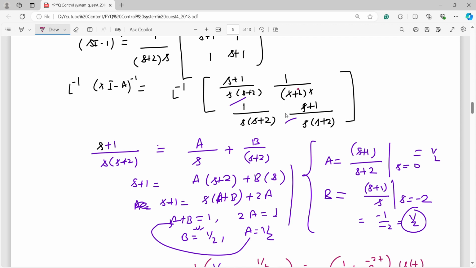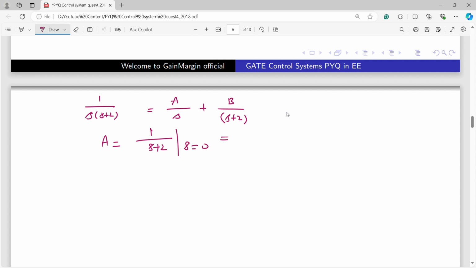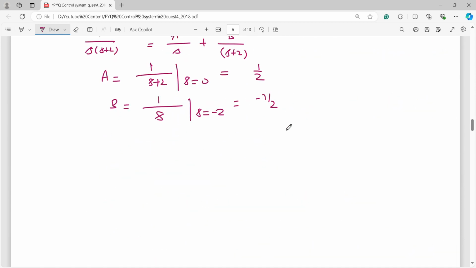Similarly, let me write this term 1 by s into s plus 2 as A by s plus B by s plus 2. So what is A here? For the A value we take 1 by s plus 2 with s equal to 0, so it's coming 1 by 2. So B is equal to 1 by s with s equal to minus 2, so coming minus 1 by 2. Okay, so what is the Laplace inverse for this term?